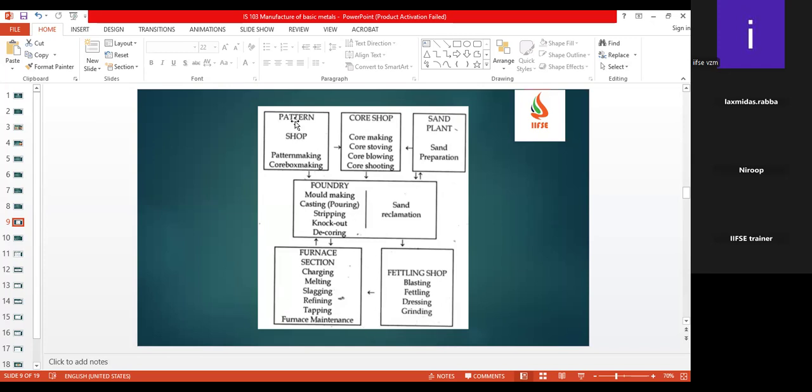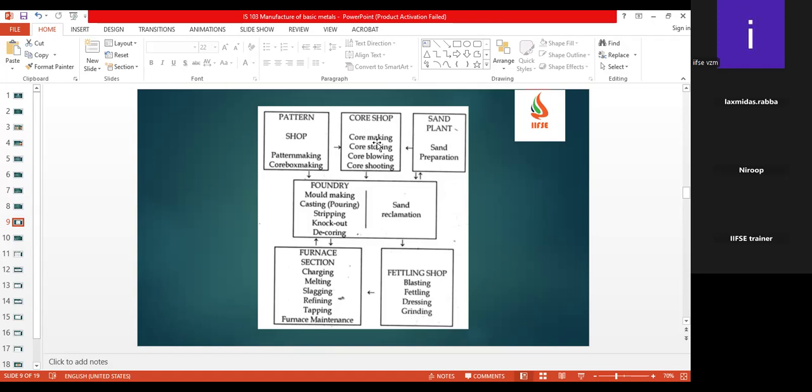So we'll have a pattern shop. Pattern is nothing but the desired shape, what type of shapes you want to create by pouring that molten metal, which means the liquid metal. Then the core shop, where they do core making. Core is nothing but a cavity. If you put two parts in between, the core is where you make the cavity, the hollow space. So it will create the desired part which you want.